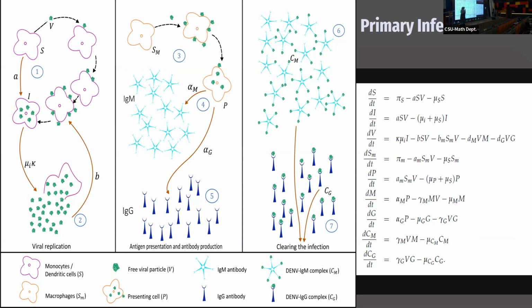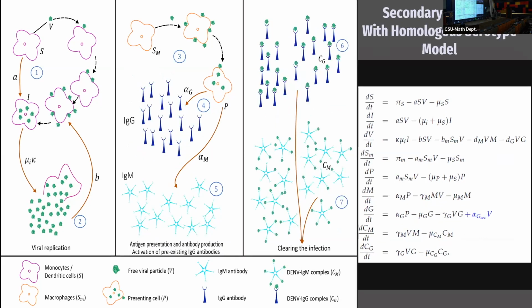So we have this set of differential equations to represent those conditions, and they call it minimalistic modeling, just using differential equations. Then the second model is the secondary infection, but with the same serotype.